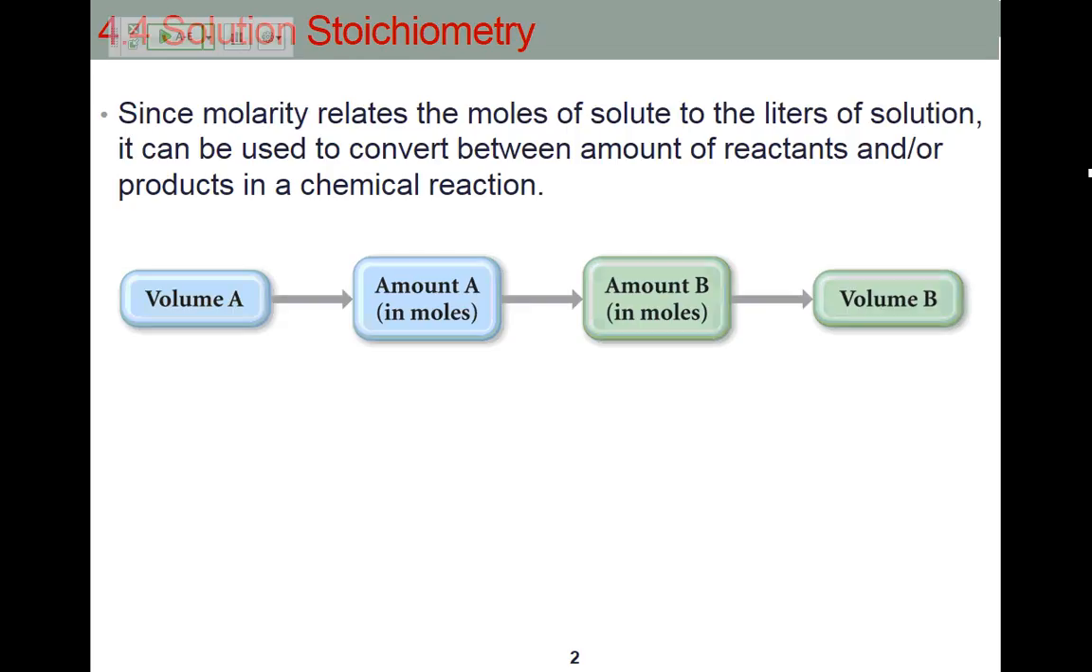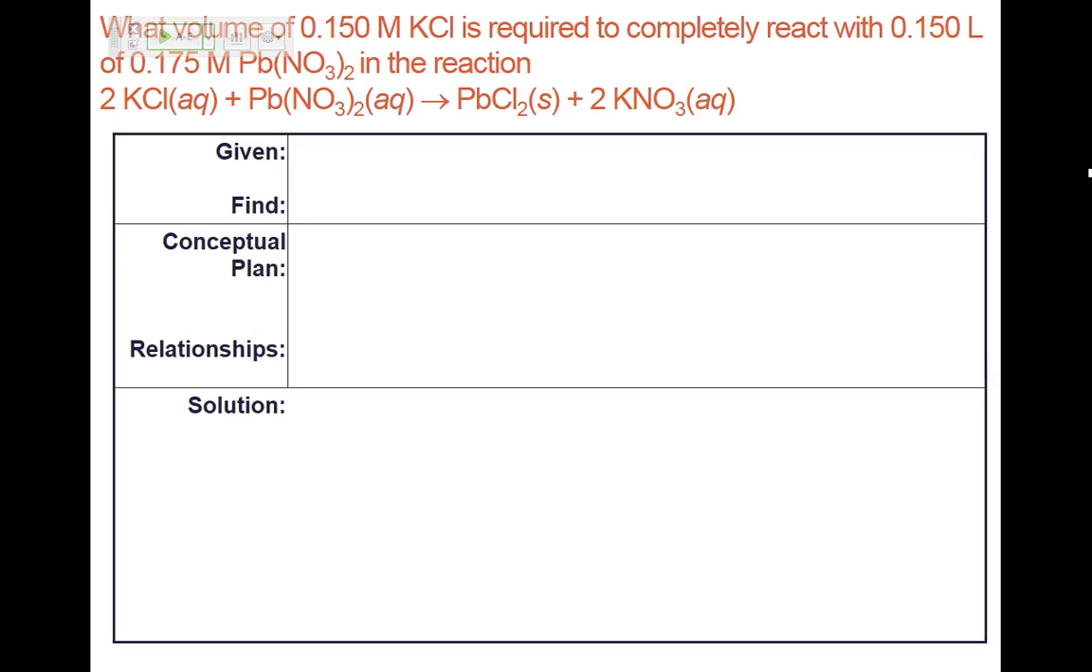So if we know our volume of a certain solution, we can calculate the moles that we have in that solution because our molarity relates moles to liters of solution. And then we can figure out our moles of our product, or how many moles of a reactant we need, whatever we're doing, like we did in our stoichiometry last time, to figure out the volume that either we're going to make or we're going to form. So there's a lot of things that we can do with this. So let's look at an example.